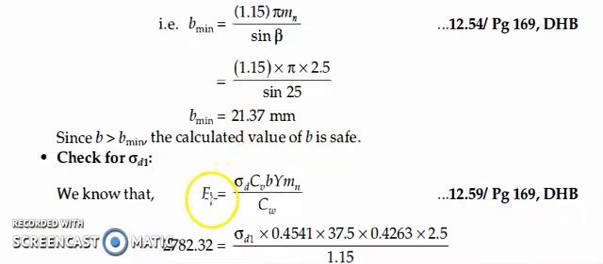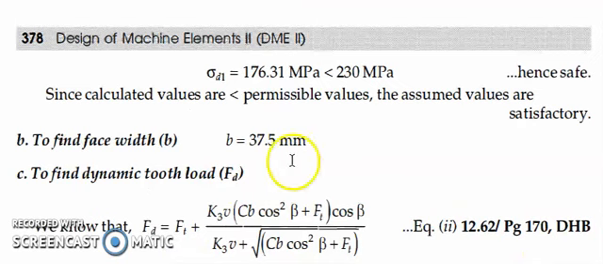So we know that Ft is equal to sigma D Cv b mn divided by Cw, from equation 12.59. Using this equation we can substitute all other values other than sigma D, so we can check for sigma D. Using that equation we will get sigma D equal to 176.31, which is lesser than 230, the given value. So again our design values are safe.